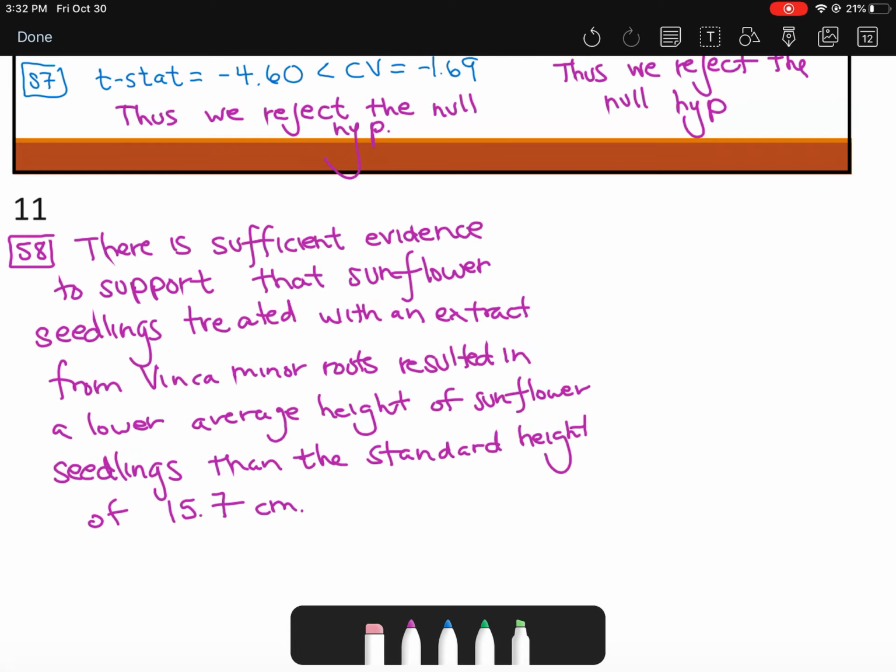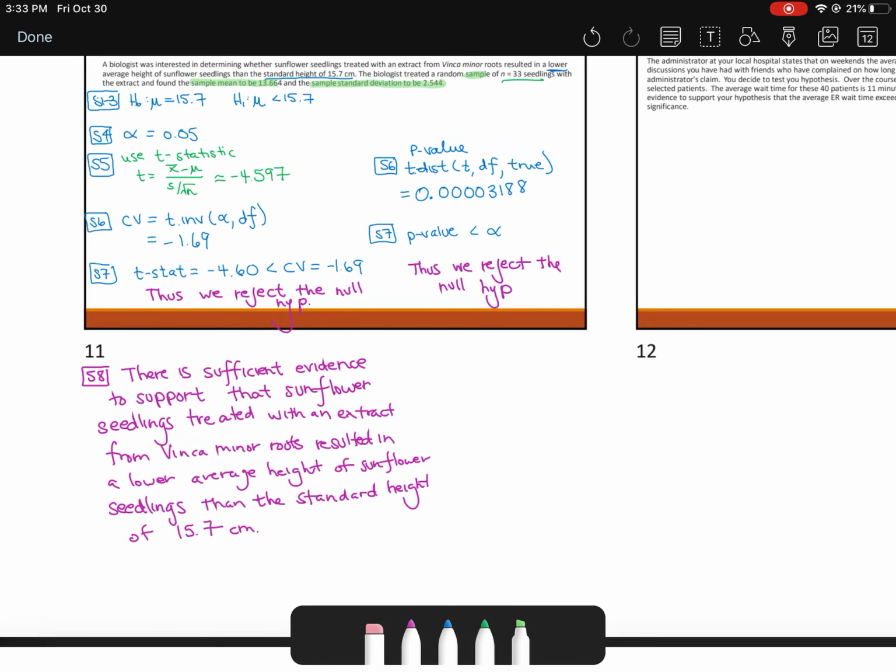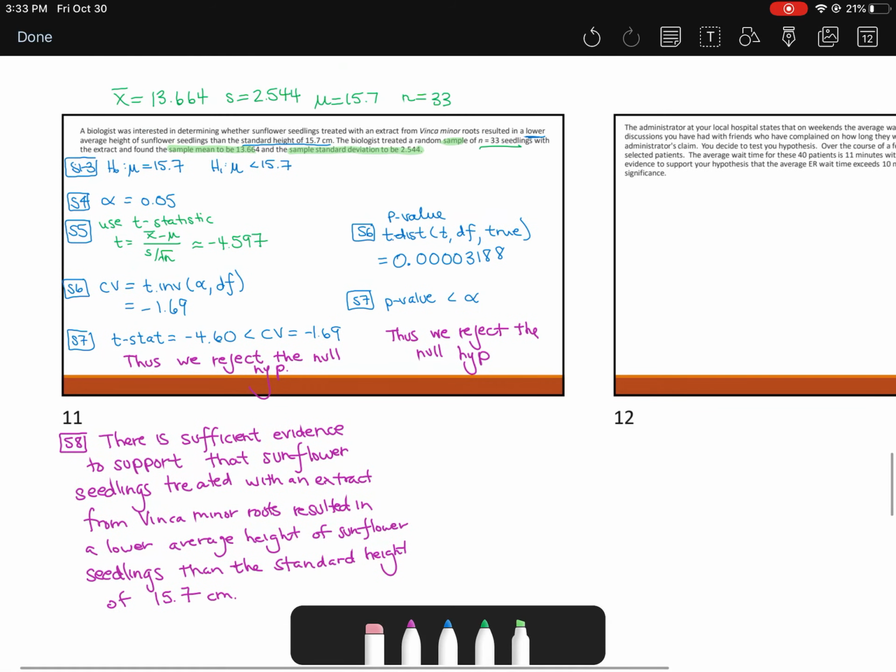Go ahead and pause it here if you need to take a second to copy that down. But again, we just went over these steps. In steps 1 through 3, we identified the null hypothesis and then our alternative hypothesis. Next one we did was our alpha. We used a t-statistic because our population standard deviation was unknown. I'm doing both the p-value and the critical value because that's what we want to do in our deliverable. We get the same result. And then for step 8, we go ahead and write our answer in non-technical terms.